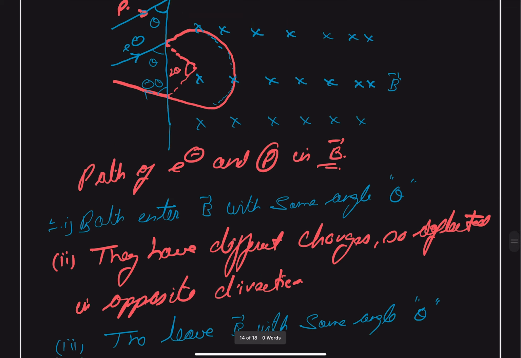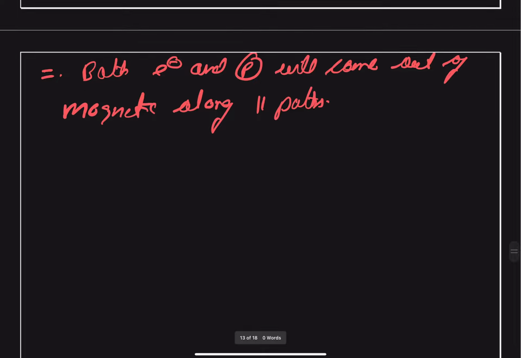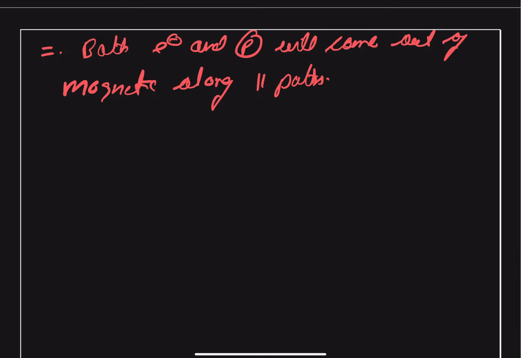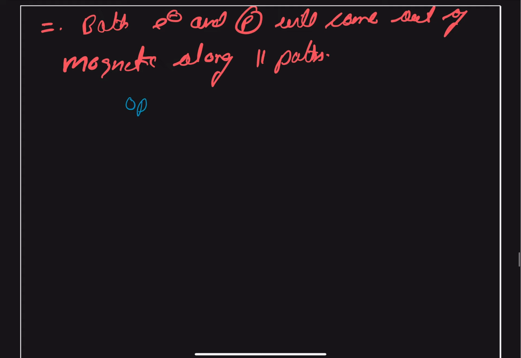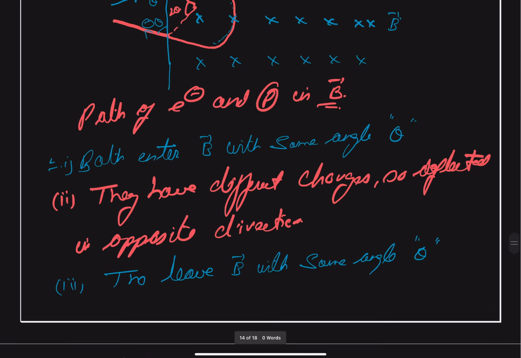And so we can say option A is incorrect because it says they never come out, and option B is the correct one. So option B is correct and option A is incorrect.